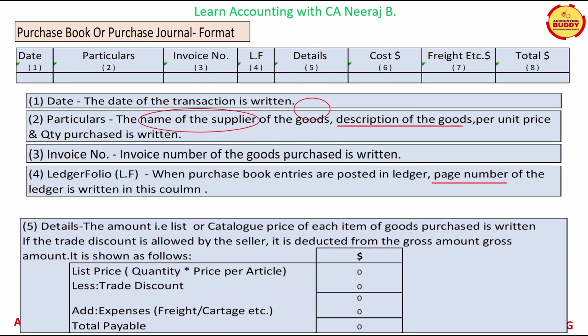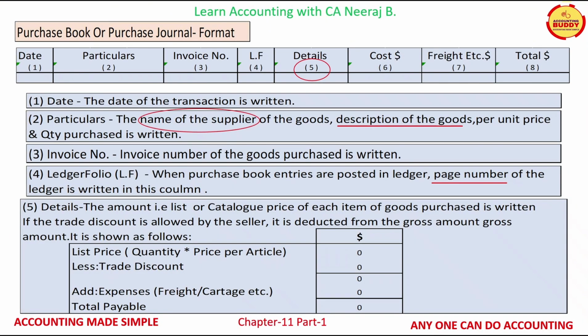Column number 5 is for details. In this column, the amount, that is the list price or the catalog price of each item of the goods purchased is written. If the trade discount is allowed by the seller, it is deducted from the gross amount as displayed on your screens. The total gross value of the goods purchased is mentioned. Trade discount, if any, is then deducted from the gross value. Any extra expenses like freight or cartage payable extra are added, and the total amount payable to the supplier is mentioned in this column.